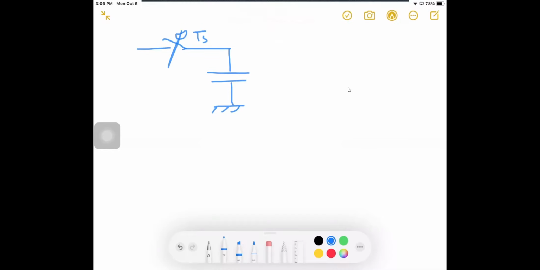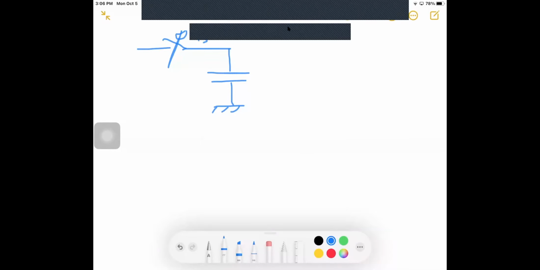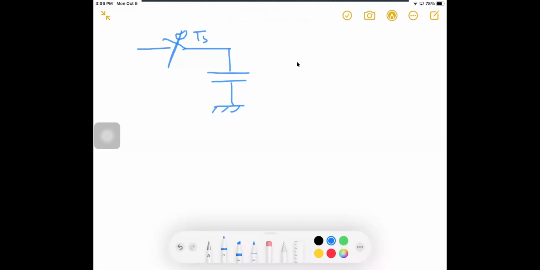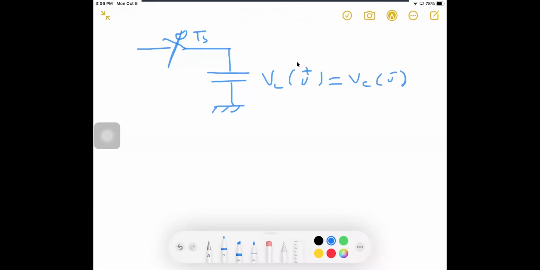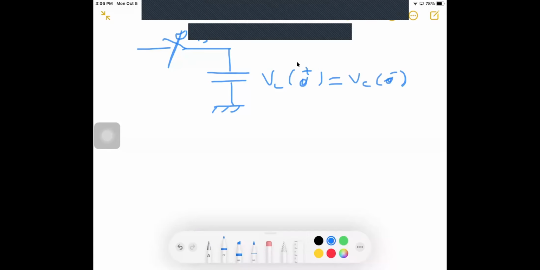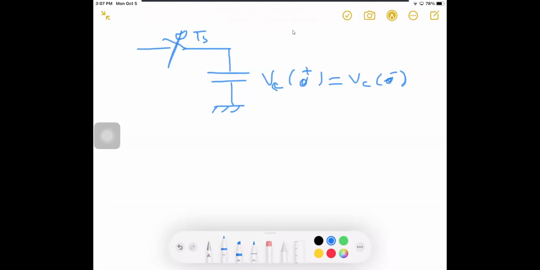Do you remember VL equals L di/dt, and IC equals C dVC/dt? All of these are the formulas for the capacitor and the inductor. You know that the capacitor rejects sudden change in voltage. So VC of 0 plus equals what? VC of 0 minus. Okay, you have studied these things well in engineering circuit analysis. This formula means that the capacitor rejects sudden change in voltage.